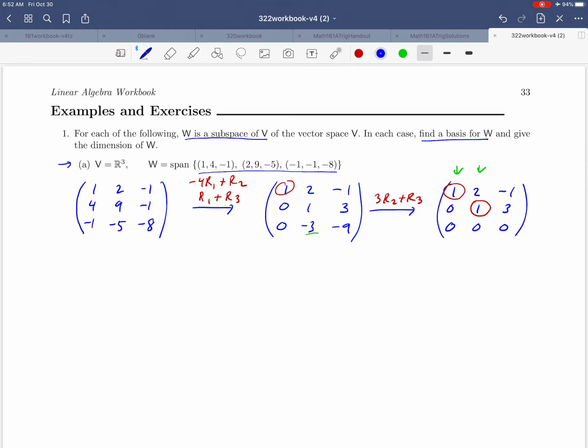So therefore, beta equals, the vector in the first column looked like 1, 4, negative 1, and the vector in the second column looked like 2, 9, negative 5. That's a basis.